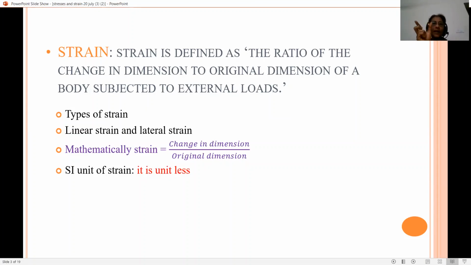Strain can be linear or it can be lateral. When the force is applied in x direction, then the strain produced in x direction will be linear, and strains in y and z direction will be lateral. If change in length is positive, that means linear strain is positive, then lateral strain will be negative. As we can see, it is the ratio of two dimensions, so strain is unitless.